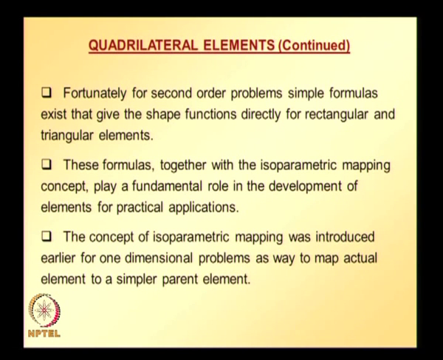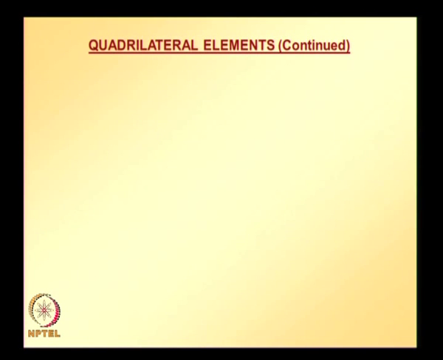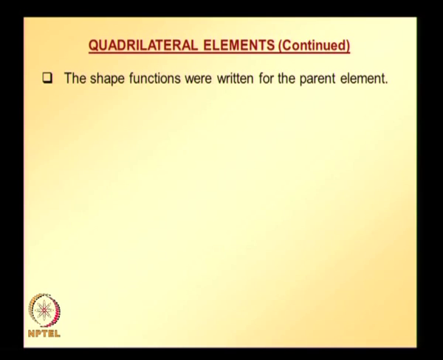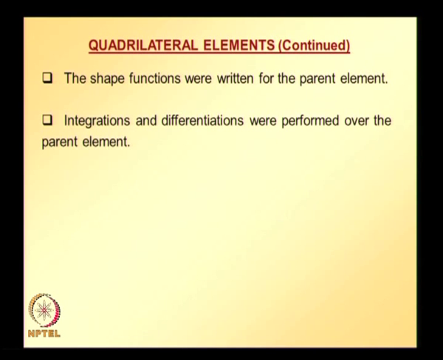The concept of isoparametric mapping was introduced earlier for 1-dimensional problems as a way to map the actual element to a simpler parent element. Basically, this was done for 1-dimensional elements to integrate some of the matrices and vectors that we get. Shape functions were written for the parent element, and integrations and differentiations were performed over the parent element.